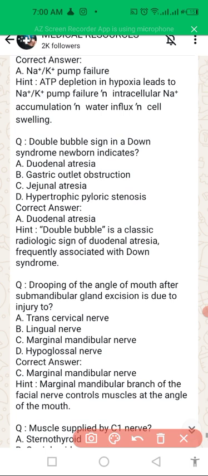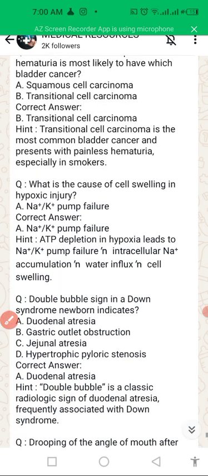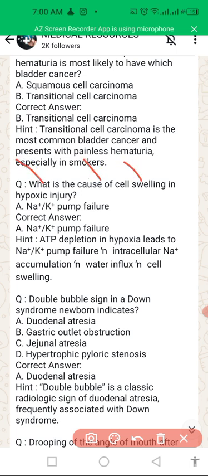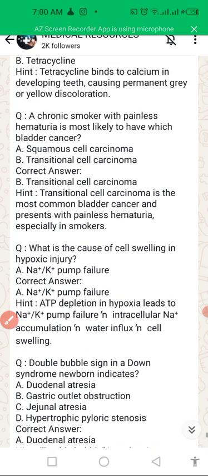Okay, so the next one is double bubble sign in Down syndrome, which includes duodenal atresia. Double bubble sign is a radiological finding in duodenal atresia in Down syndrome patients. What is the cause of cell swelling in hypoxic injury? Because of sodium potassium pump failure, there is accumulation of intracellular sodium. Influx of water leads to swelling in the cell.